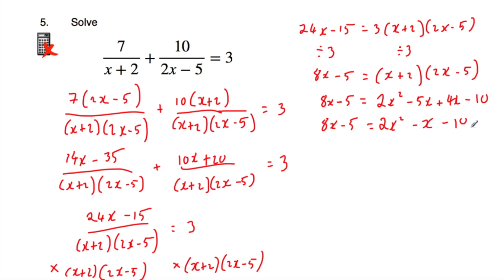Now if we have a look here, we've got a quadratic equation. So let's make it equal 0. So let's make this left-hand side 0. So we're going to take away 8x from both sides of the equation. So on the left-hand side, if we take away 8x's, we'll be left with minus 5.